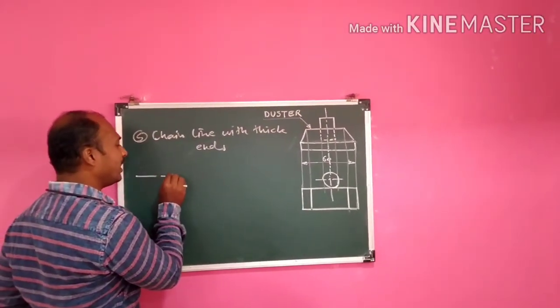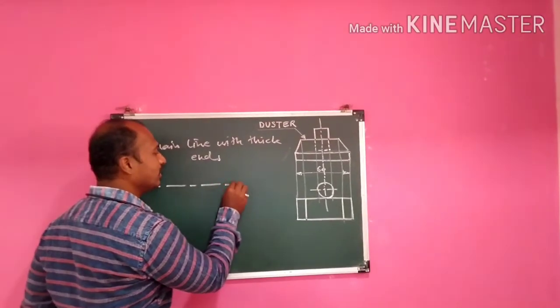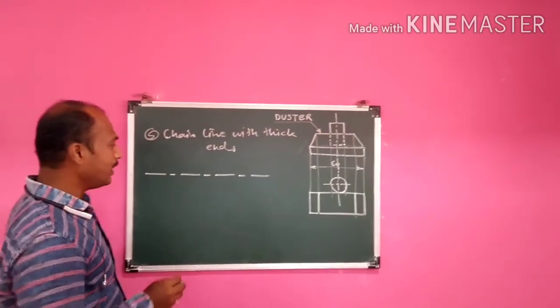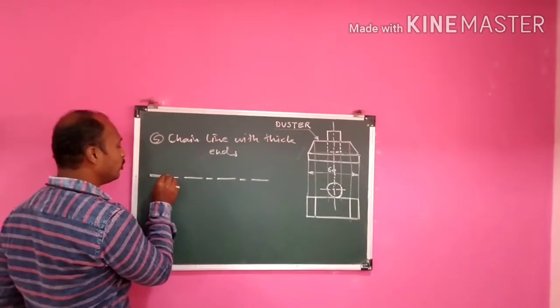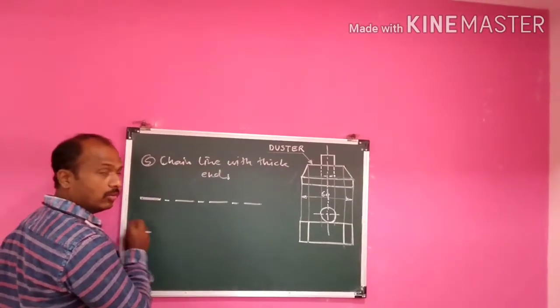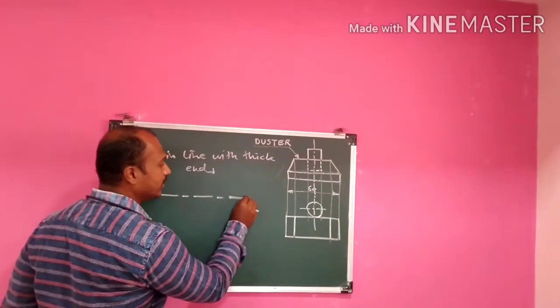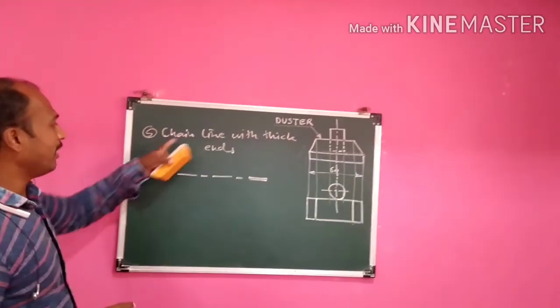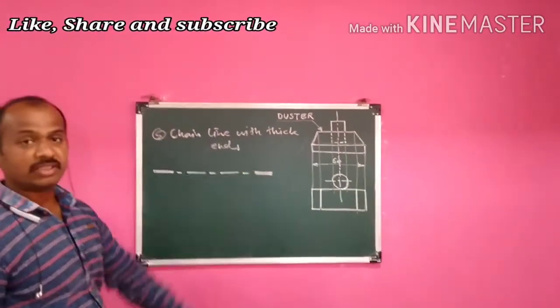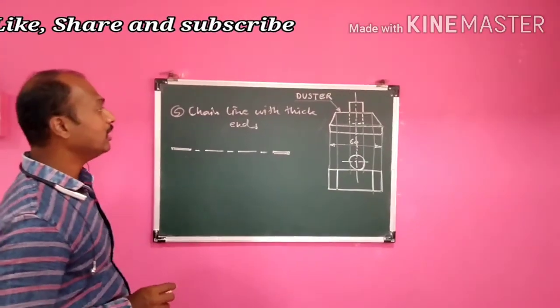It is similar to the chain line. Draw the chain line first. Chain line with thick ends. Only the end should be thick like this. Only the end should be thick. It is the same line, chain line, but the ends of the chain lines are thick.